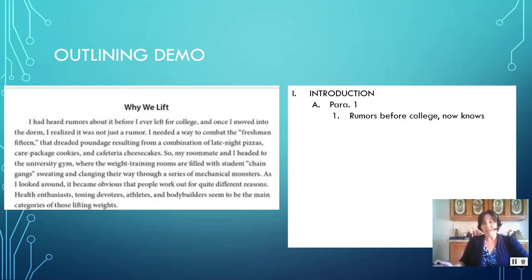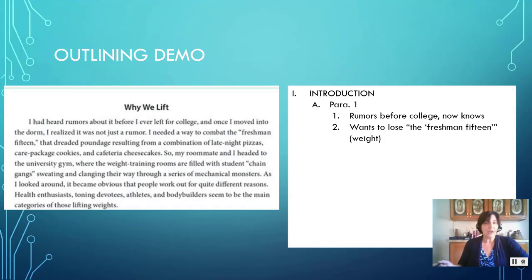And more recently, COVID, right? With the lockdown, people have gained weight. They haven't been as mobile. That dreaded poundage resulting from a combination of late night pizzas, care packaged cookies, and cafeteria cheese. Yeah, she's talking about gaining weight. So I record that, wants to lose the freshman 15 since I relate to it. And then in parentheses, I explain to myself, wait.